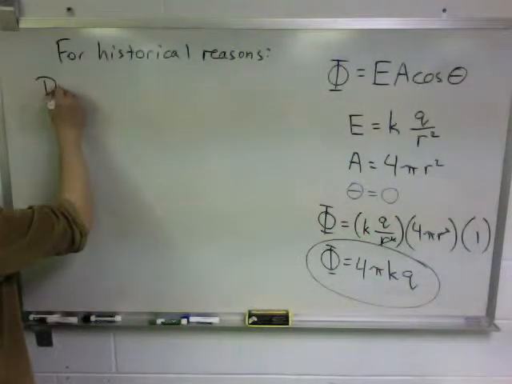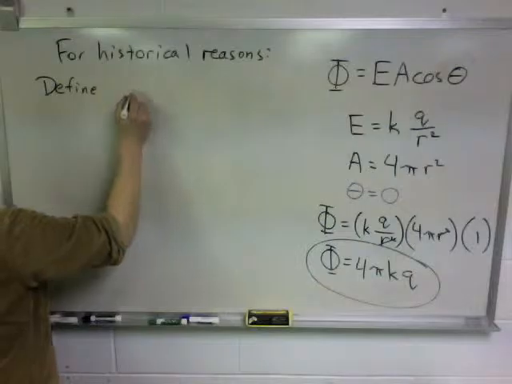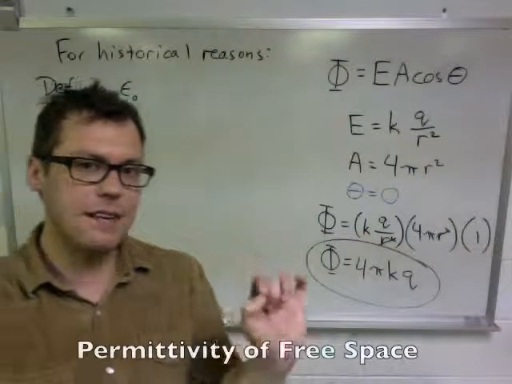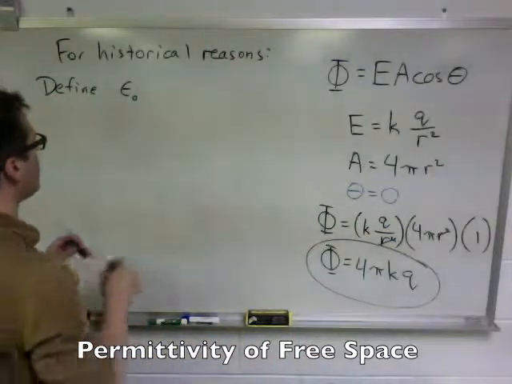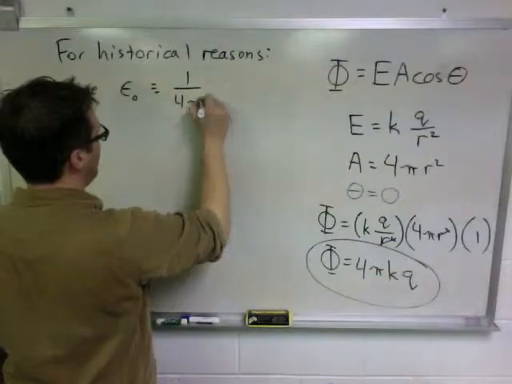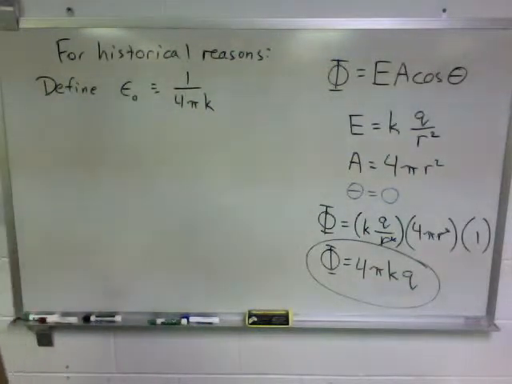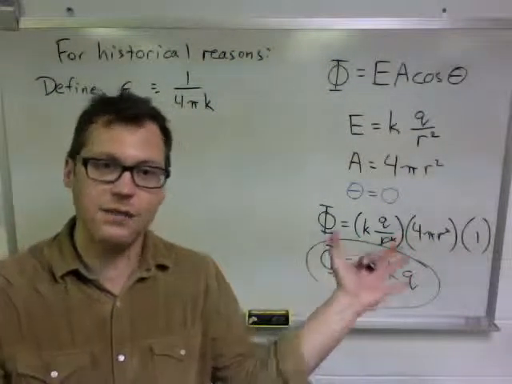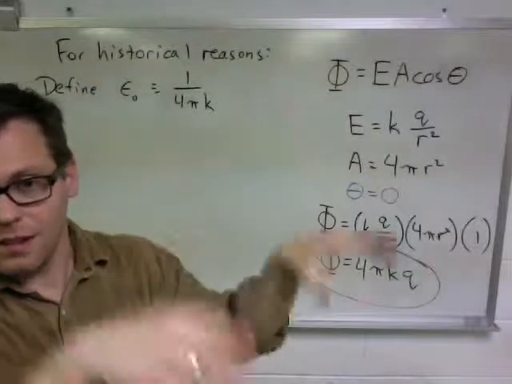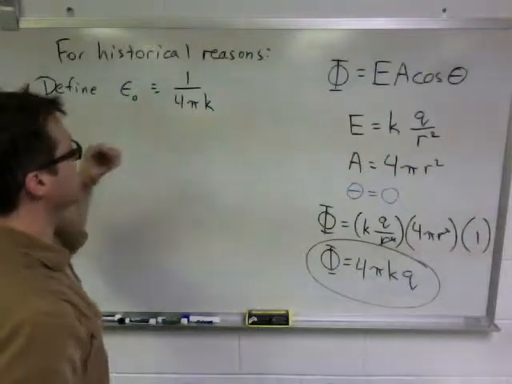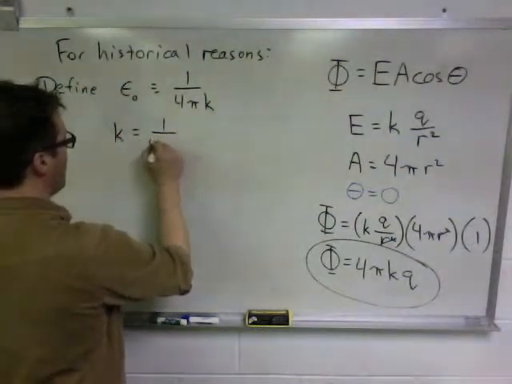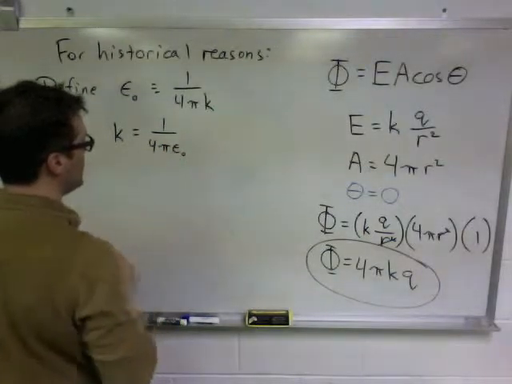We define a new quantity called epsilon 0, which is called the permittivity of free space, and we define it to be 1 over 4 pi k. There's nothing deep about that whatsoever. I can define whatever constant I want. We're going to use this quantity lots and lots of times over the course of the semester, so it's best for us to get comfortable with it now. That means that k is equal to 1 over 4 pi epsilon 0.